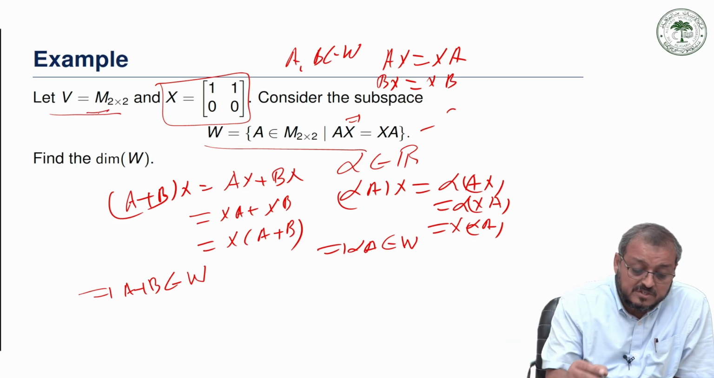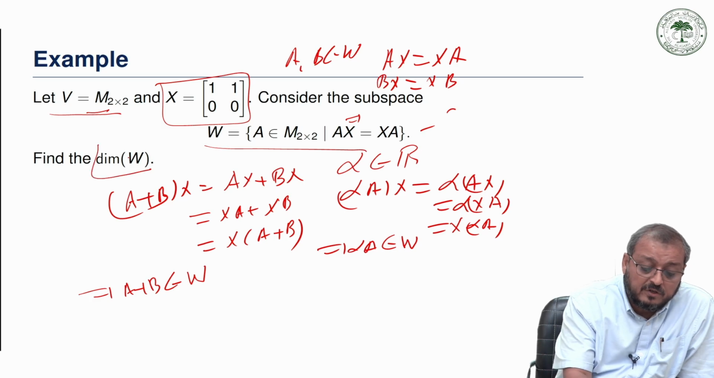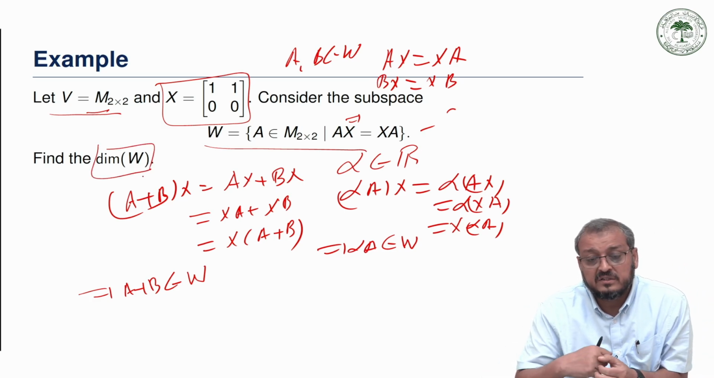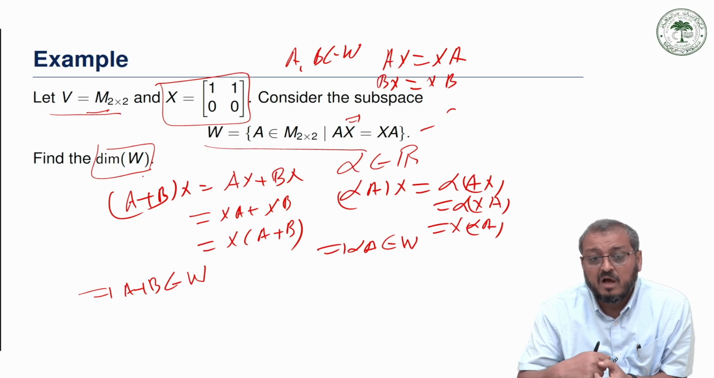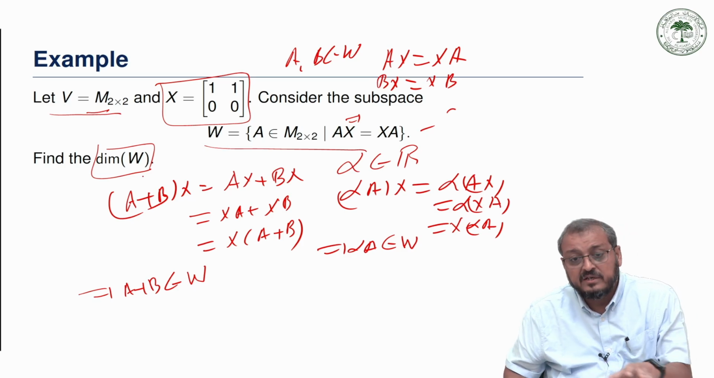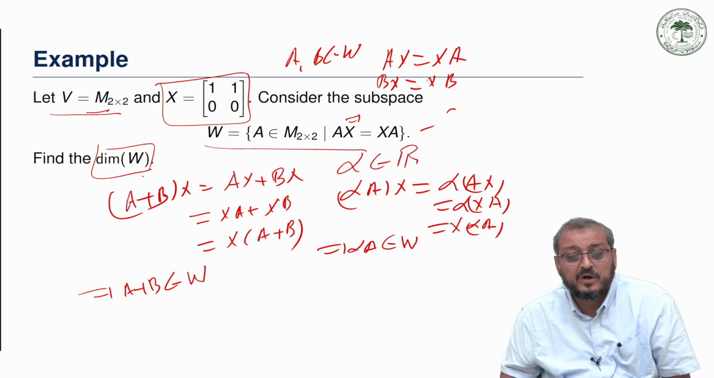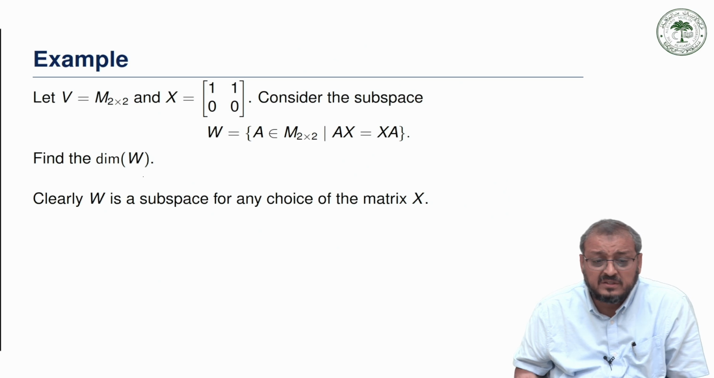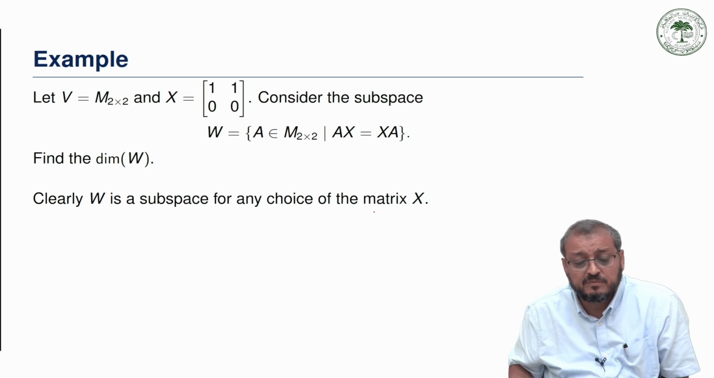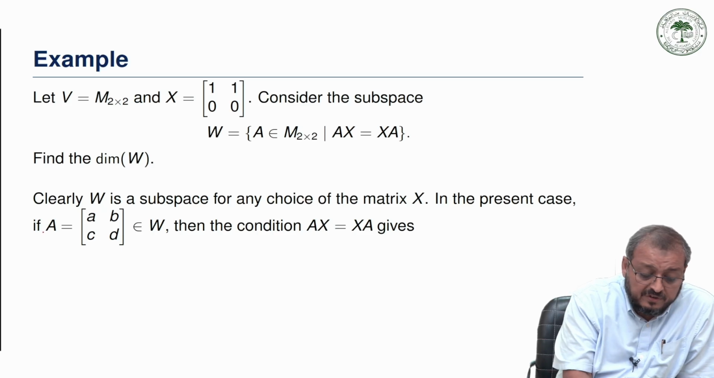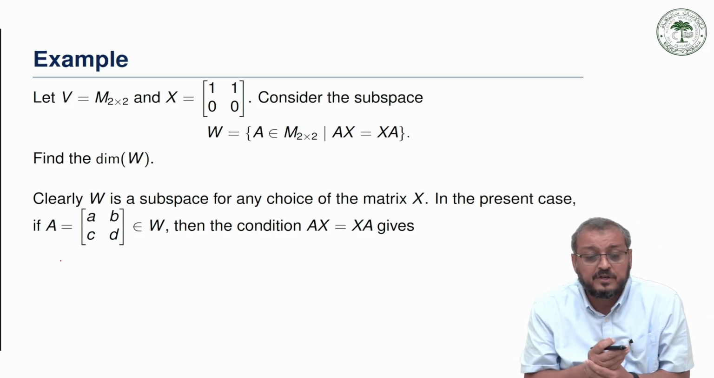Now, if this is a subspace, for finding the dimension of W we have to find whether this set is linearly independent or not. We have to write the linear combination of the matrices of this form, all 2 by 2 matrices. So W is any choice of matrix X. So we try to write out the span of this.